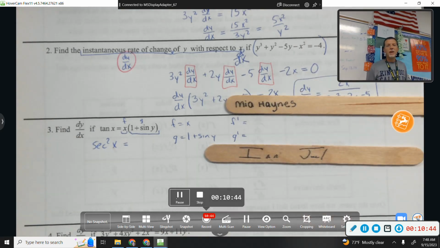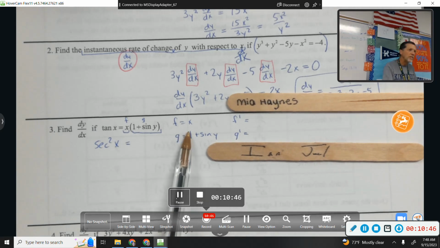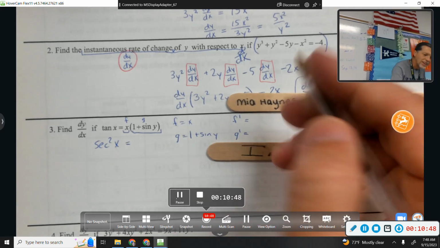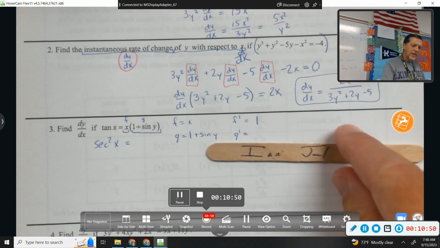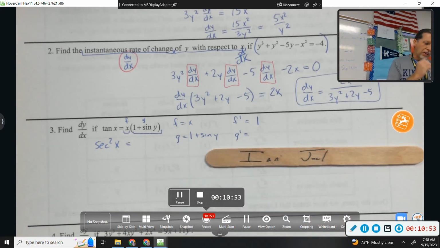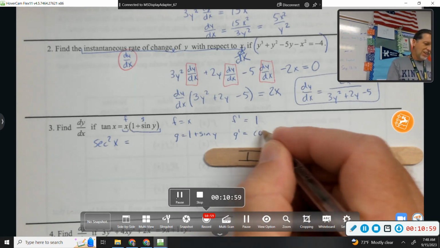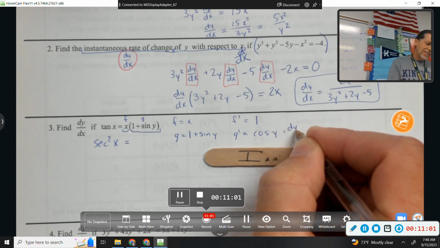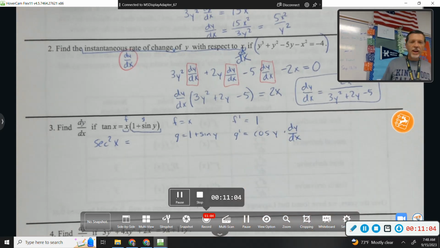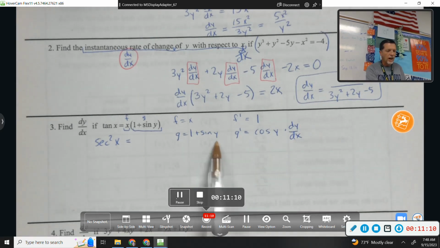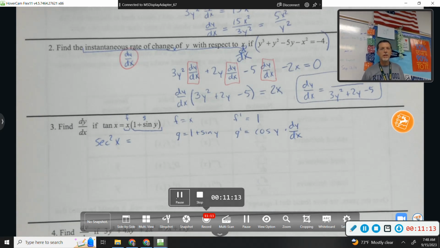Mia, well, sometimes you get the easy one here. What's the derivative of x? 1. Ian, you kind of got on the spot here. Derivative of 1 is 0. What's the derivative of sine of y? I want to say it's cosine y times dy dx. That's it exactly. Derivative of sine is cosine, and then the derivative of the inside, think chain rule. Derivative of y is dy dx. Well done. Now we're ready to put it all together.